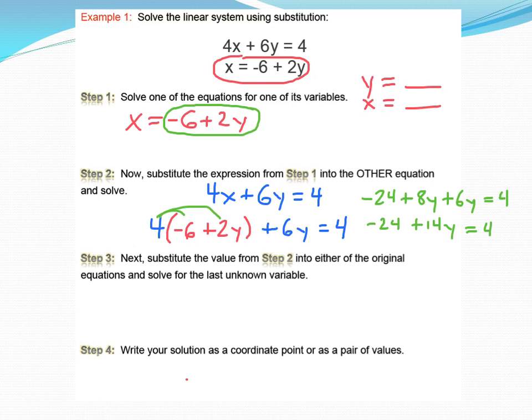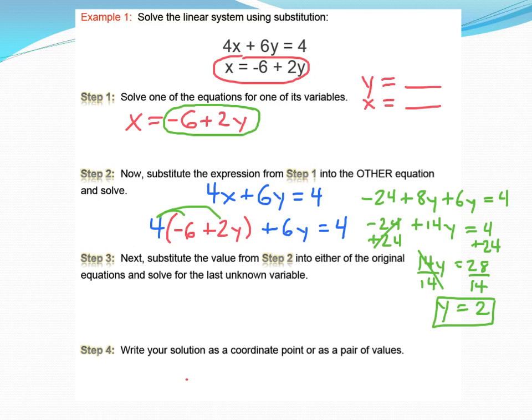Then I see, okay, I want to get y by itself. I have multiplying by 14, adding -24. I want to get rid of the 24. I see it's negative, so I'm going to add it. Add it there. I get 14y equals 28. Last step, divide by 14. Get that to cancel out. Divide by 14. And what I now know is that y is equal to 2.